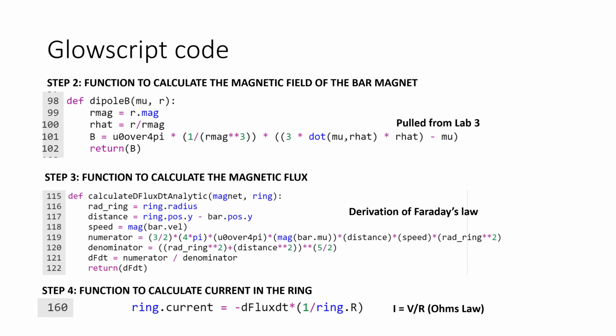So there are a few main pieces here that create our computational model. First one being the calculation of the magnetic field of the bar magnet. This was pulled from Lab 3. The next step is to calculate the magnetic flux and the change in flux over change in time. This is a derivation of Faraday's law. And the result of this step we are able to then use to calculate the current in the ring or the aluminum tube, and this is because of Ohm's law, which relates the current to being voltage divided by resistance.